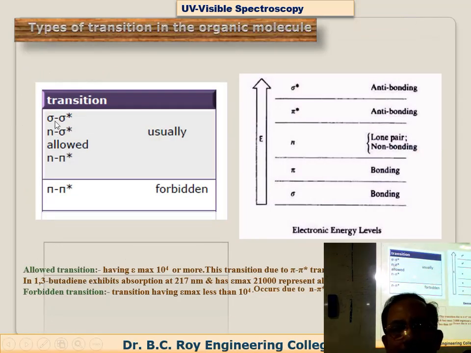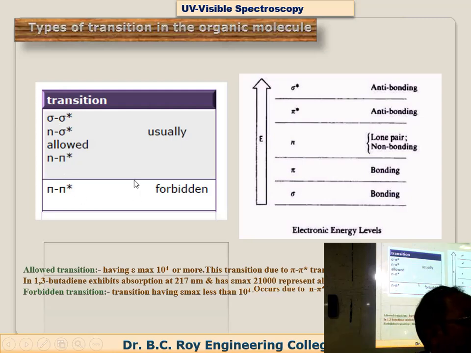Possible transitions: sigma to sigma star, n to sigma star, these are allowed. Usually they are all allowed, but pi to pi star is a forbidden transition. Though the energy requirement for pi to pi star is very small and it is supposed to be very easy, because of orbital symmetry this transition is forbidden. Okay, so these are the transitions possible: sigma, pi, n, pi star, and sigma star. These are the different levels. From this you understand which one is more energetic and which one is less energetic.